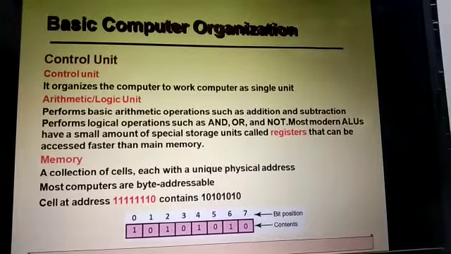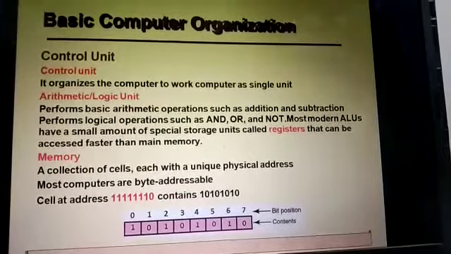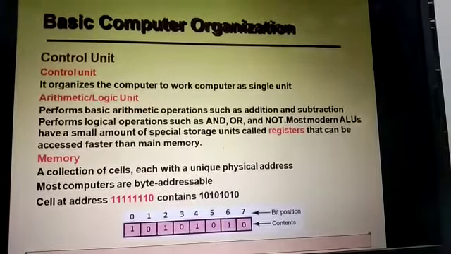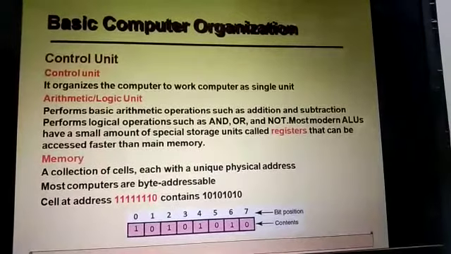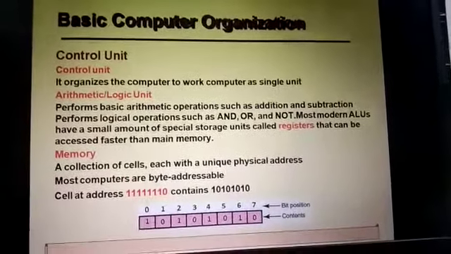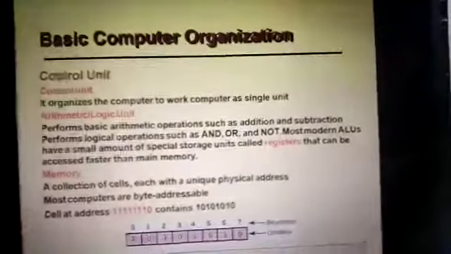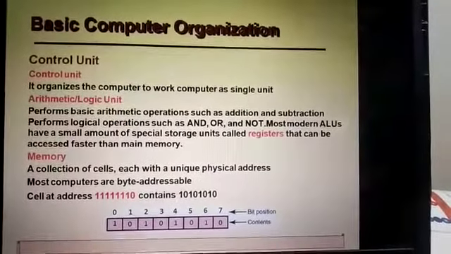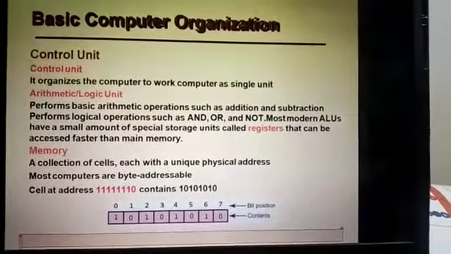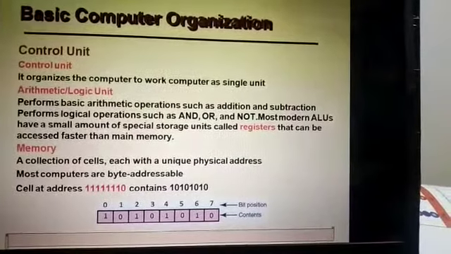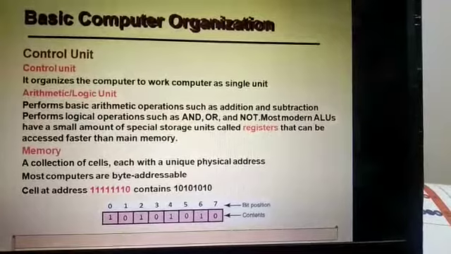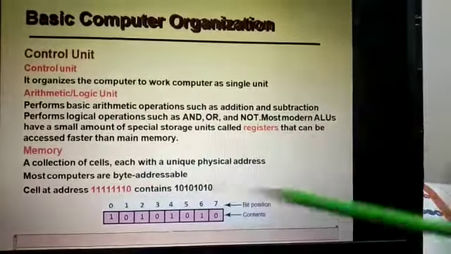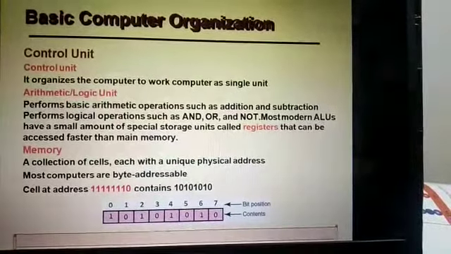As we discussed, it organizes the computer to work as a single unit. And the arithmetic and logic unit. The arithmetic unit is a unit where all the mathematical operations take place, and the logic unit is a place where all the logical operations take place. What is a memory? It's a collection of cells, each with a unique physical address.